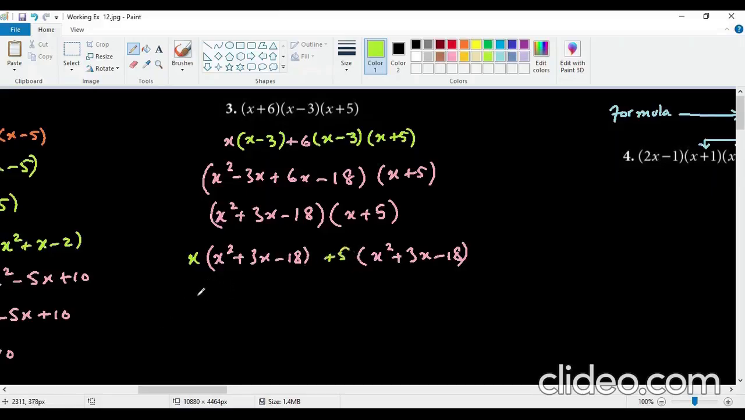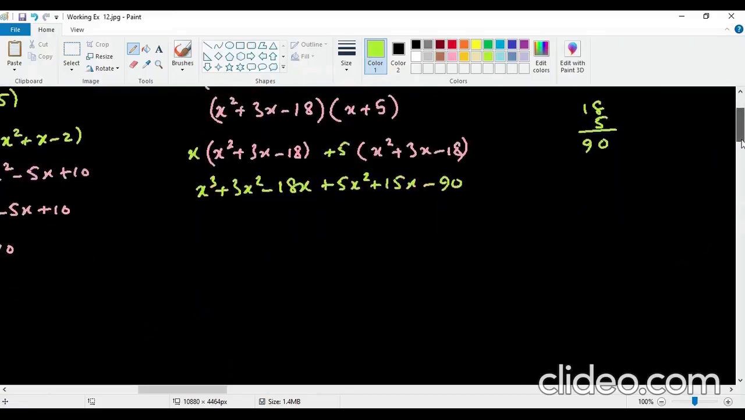So this is going to give you x cube plus 3x square minus 18x plus 5x square plus 15x, and minus 5 times 18 is going to give you 90. So plus minus is a minus 90. Now further simplification, we'll keep like terms together.